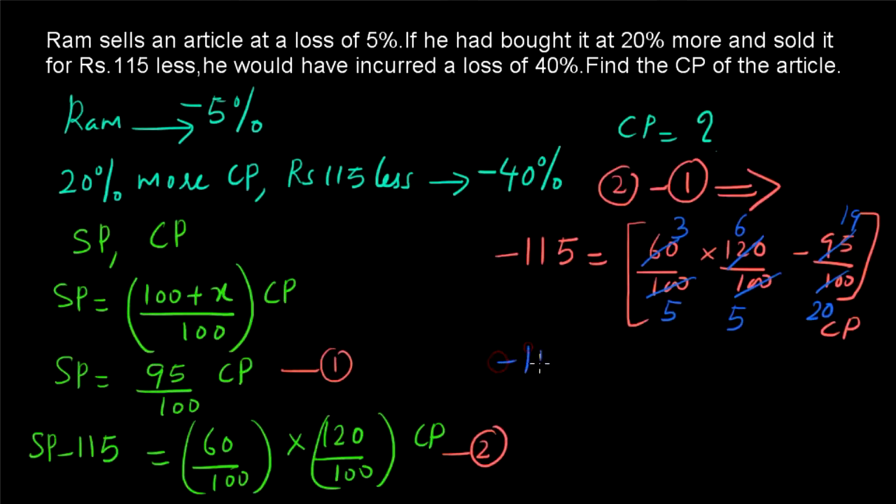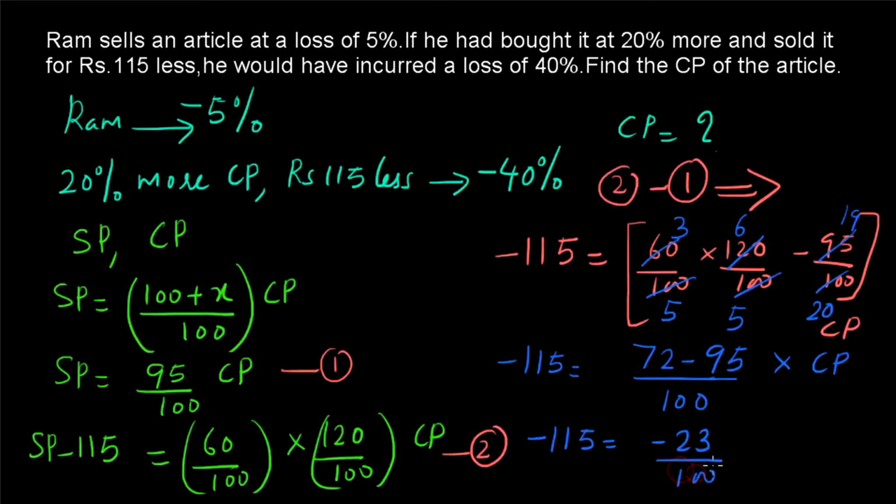Taking 100 as LCM, 72 minus 95. 19 5s are 95 and 6 into 3 is 18, 18 4s are 72. So minus 115 is equal to (72 minus 95) into cost price. So we will get minus 115 is equal to minus 23 by 100 into cost price. So our final answer is cost price is equal to rupees 500.